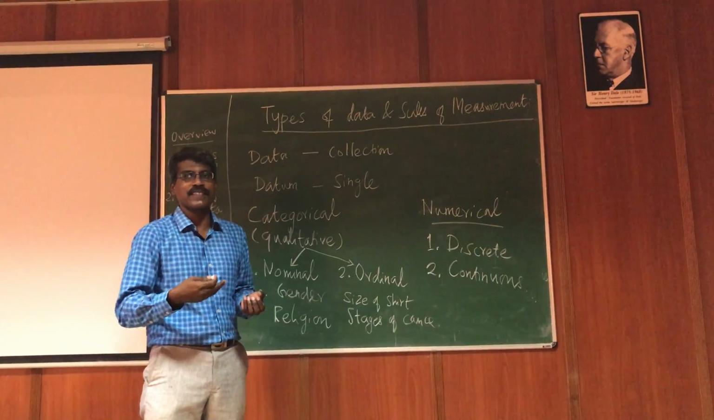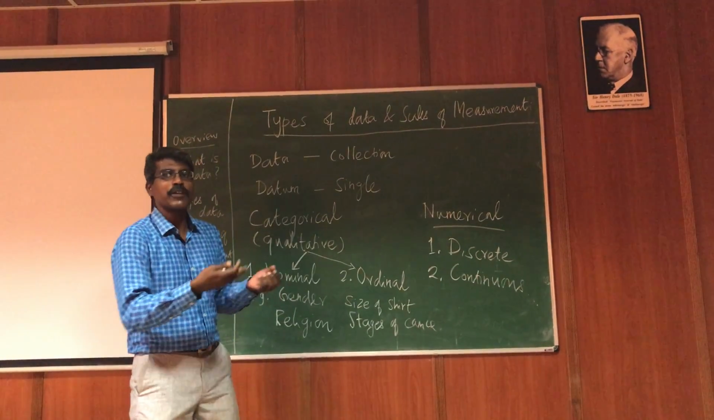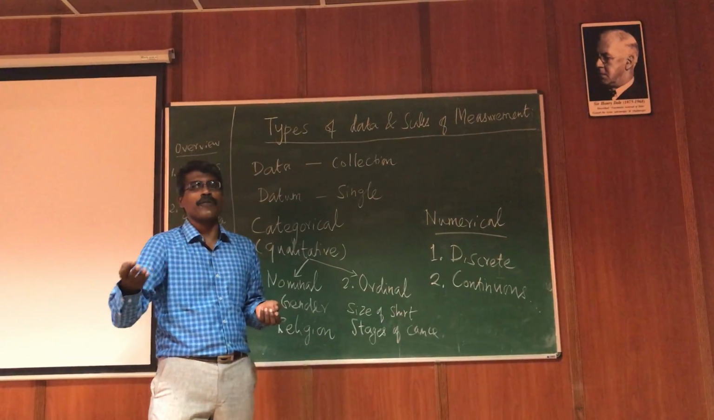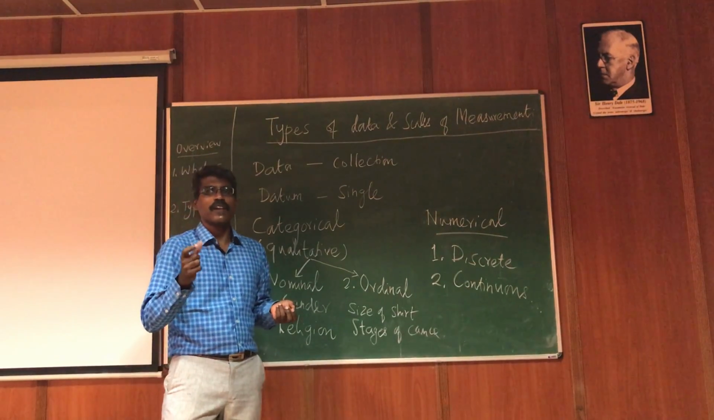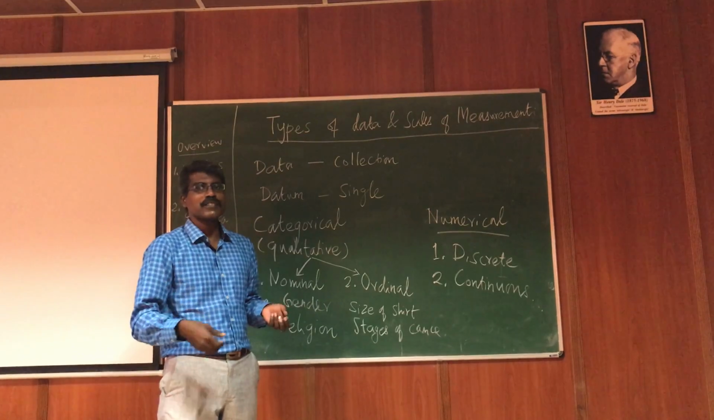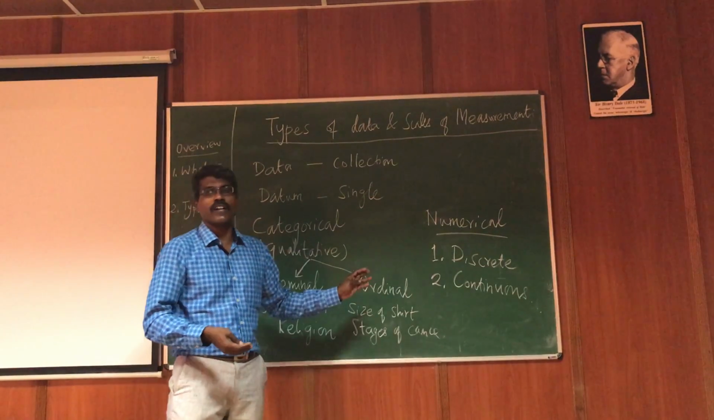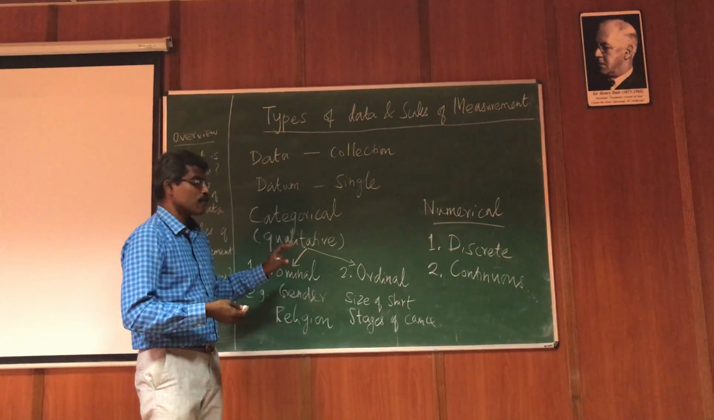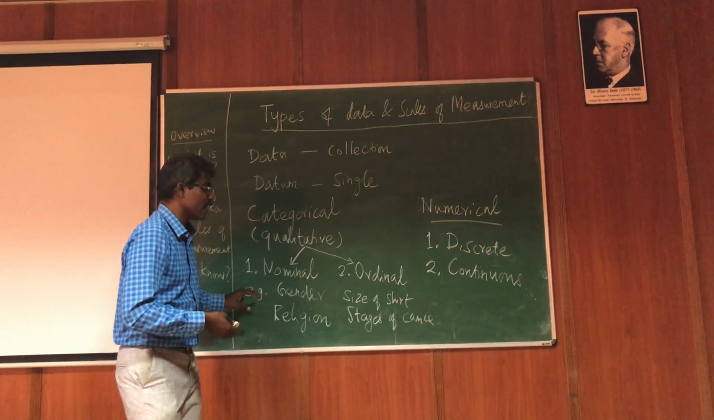Say for example, weight. Weight can be 20.5 kilo, 20.7 kg. So it can take any number of values in between any two given values. So this type of data is called continuous data. Right. Now, there is one more cautionary point here.